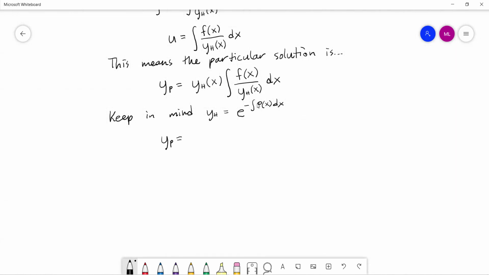Well, y particular is going to be yh, which is e to the negative integral of p of x dx, times the integral of f of x over this thing. But what is 1 over this thing? Instead of having e to the negative power, you would just think of that as e to the positive version of that same power, right? E to the positive integral of p of x dx. That's the same as 1 over yh, which is what we've got here, 1 over yh, times my f of x dx.